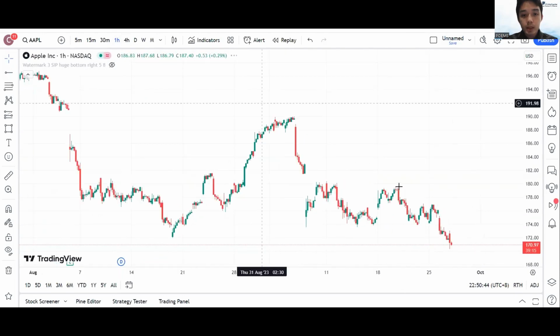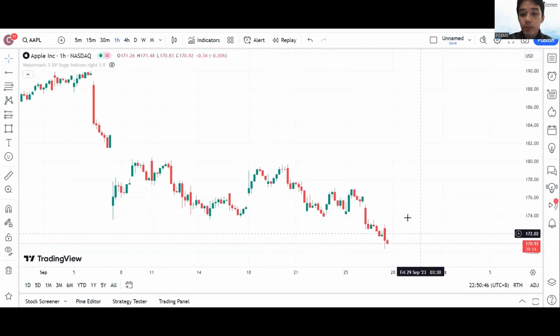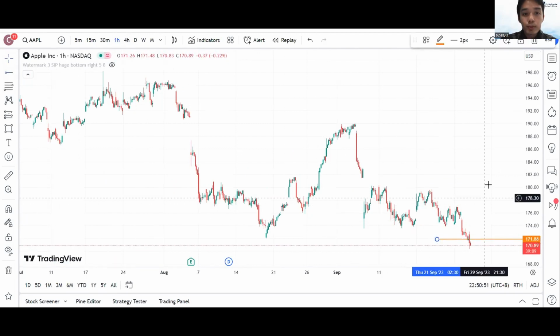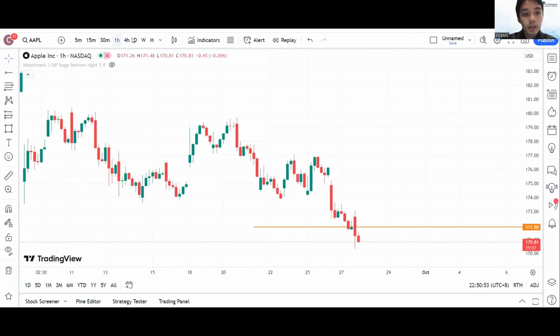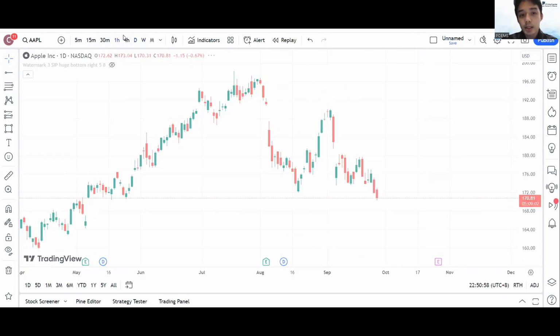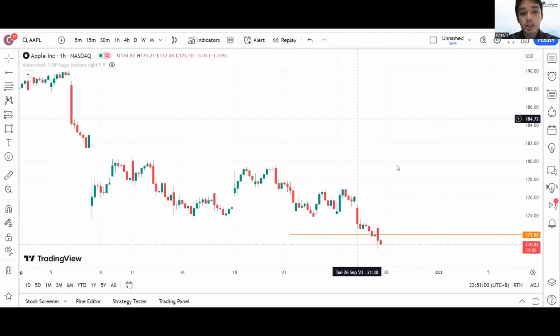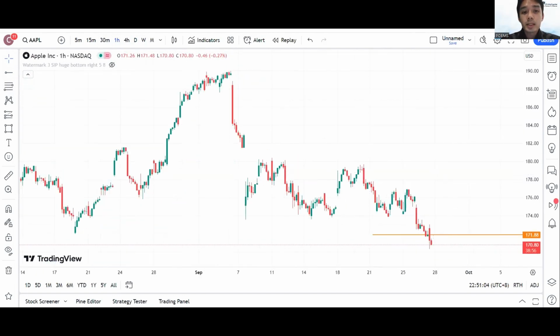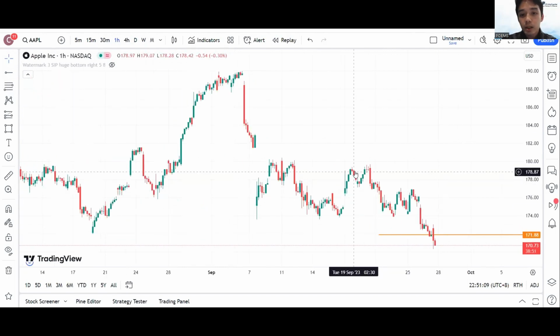So okay, yeah, looking at Apple today, it's just fallen below the 171, but ranging, not much movement. Looking at all the indices, DJI is down 0.16, S&P 500 is at about 0.1%, NASDAQ is at about 0.1%.